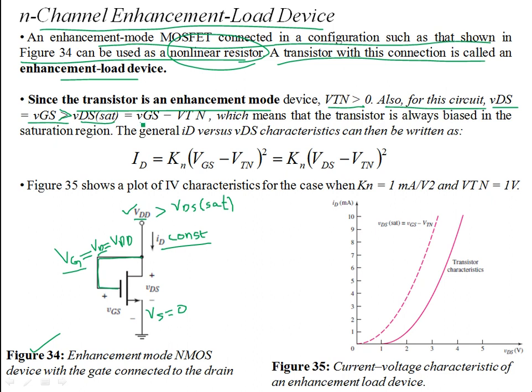VDS sat is the overdrive voltage, the difference of VGS and VTN, which means the transistor is always biased in saturation region. So the general ID versus VDS characteristics can be written as such. There's no dependence of the current on VDS in the basic expression, but you can substitute for VGS as VDS on the right hand side.